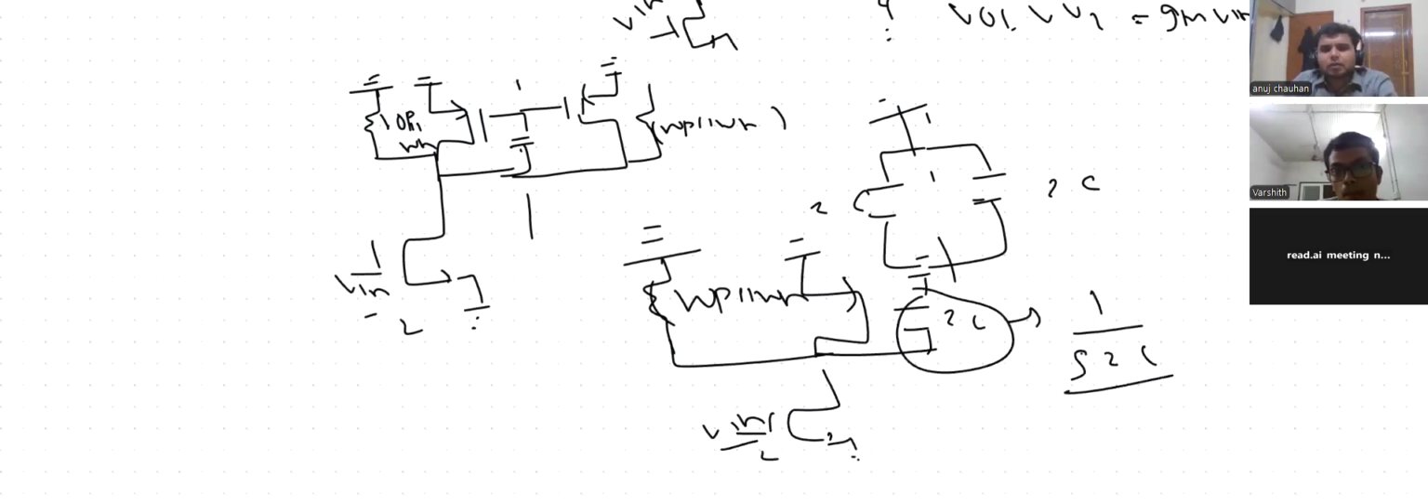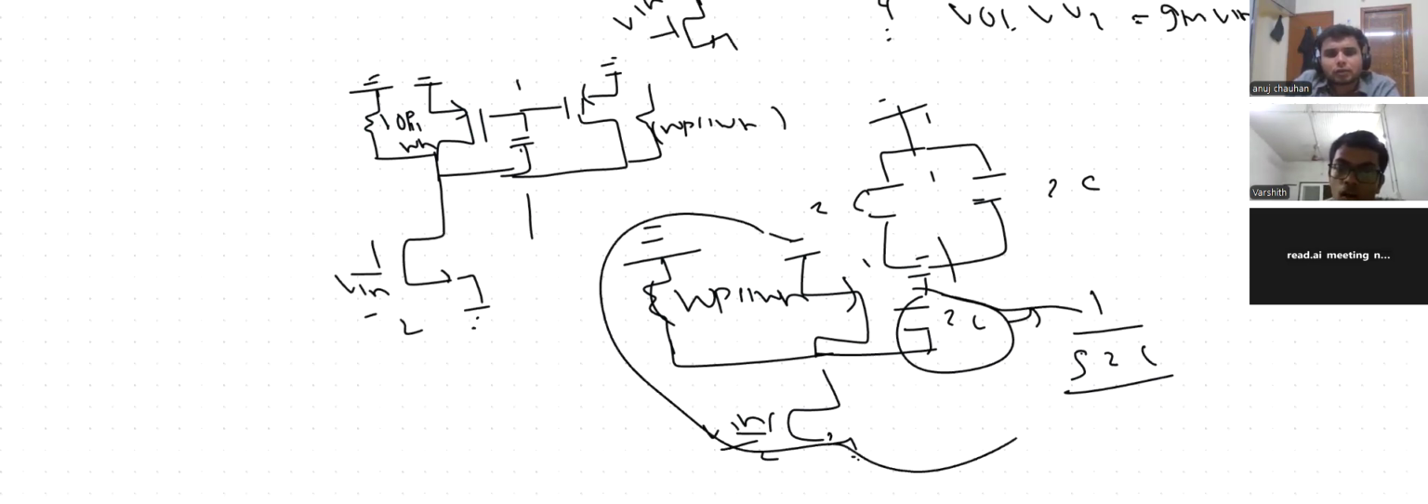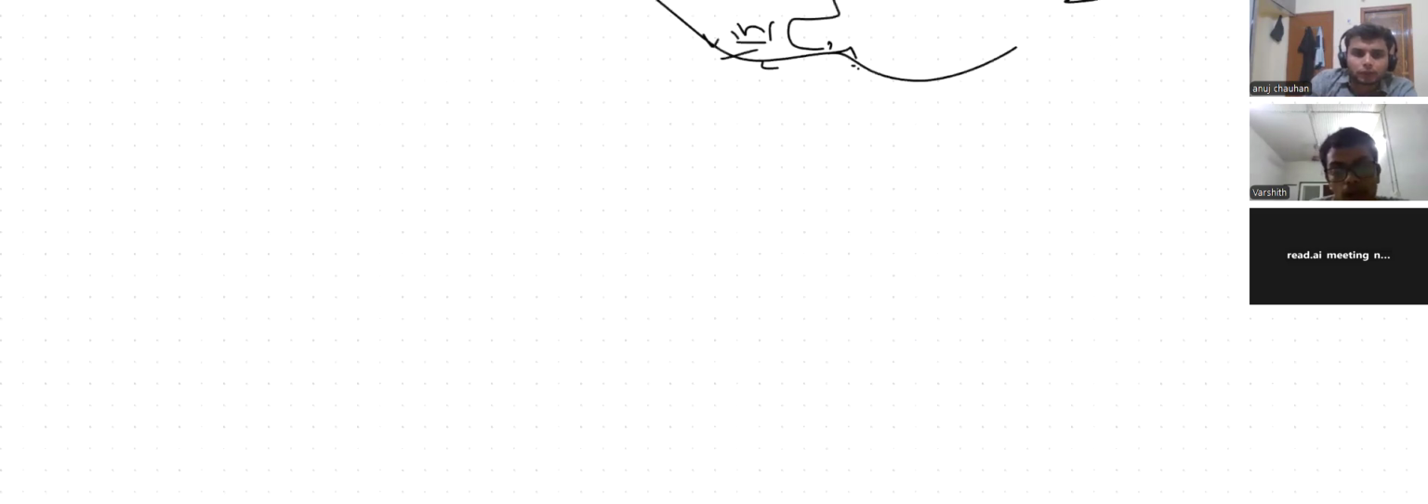Where is your half circuit? This one, sir. What is your half circuit telling? What is the effect of C you are looking for? It is not looking at a load capacitance. I mean to say, sir, if you are drawing a half circuit like this, incrementally it is ground.